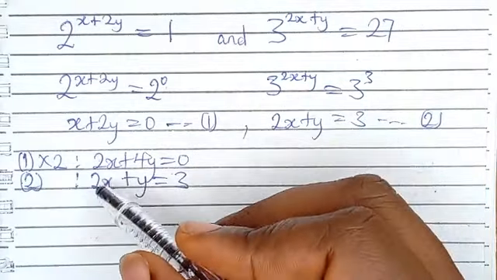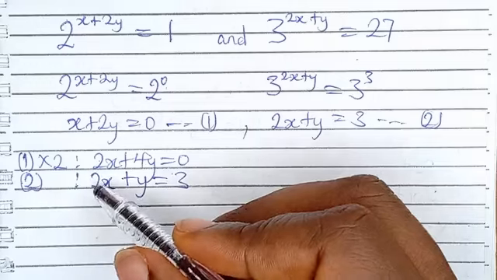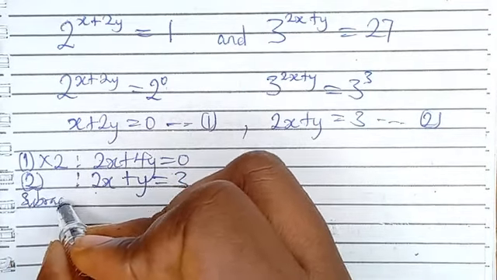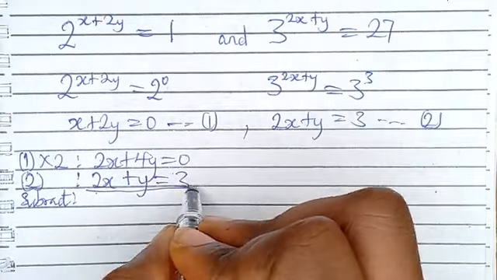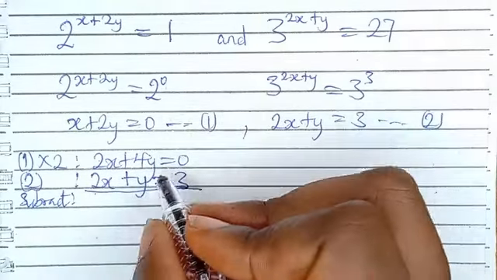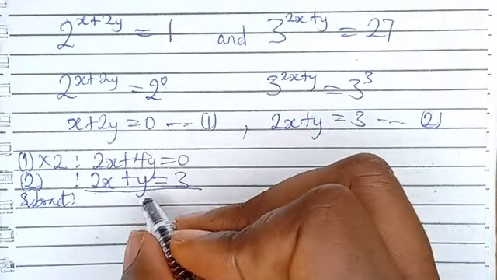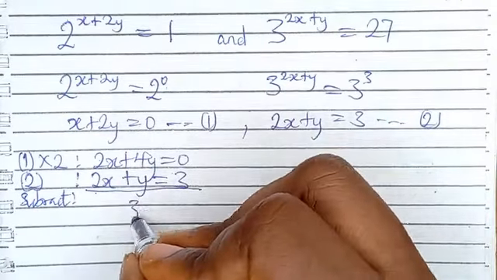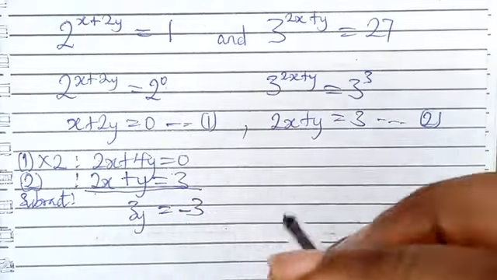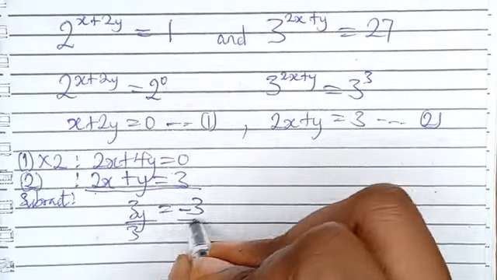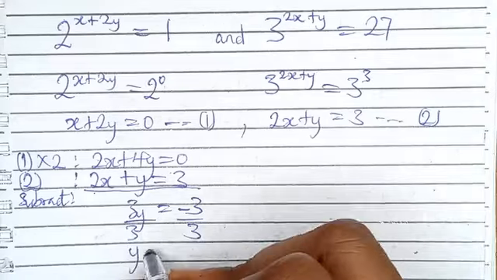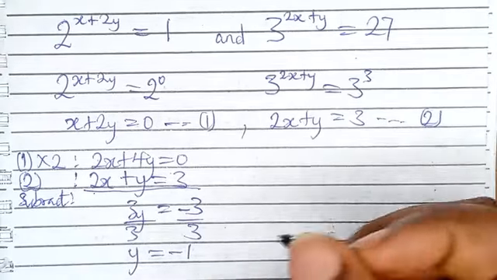Now, considering this, 2 minus 2 is equal to 0, so I'm going to subtract. We have that 2x minus 2x is 0, no need to write that. 4 minus 1 is equal to 3. And then 0 minus 3 is negative 3. We divide both sides by 3, and we have that y is equal to negative 1.